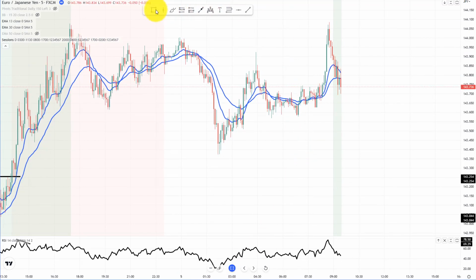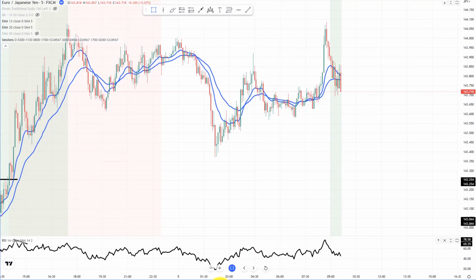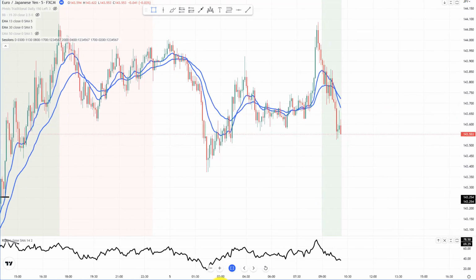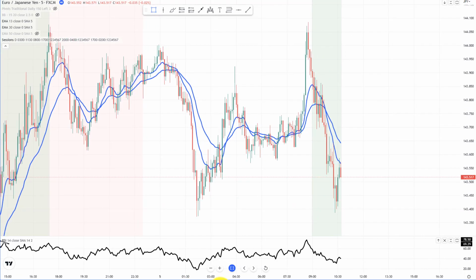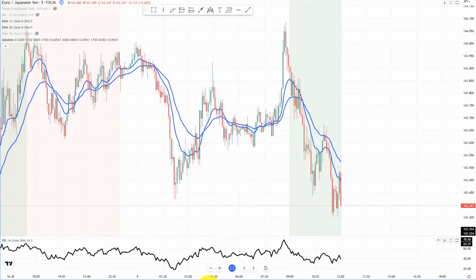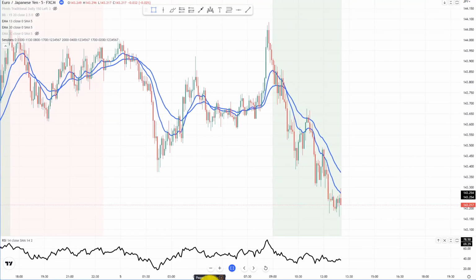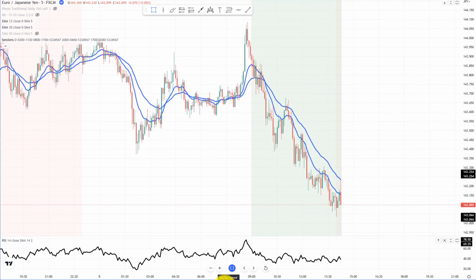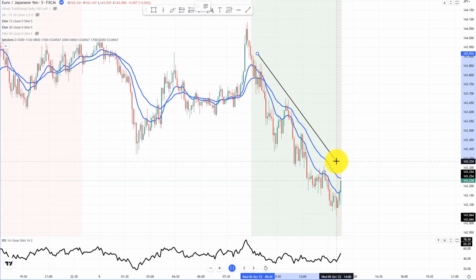We had a little bit of a range here, but we had a breakout before for London Open. So I don't want to do anything here in the European session. So we wait until 2 p.m. Here we have a trending market, right? So you're trended.